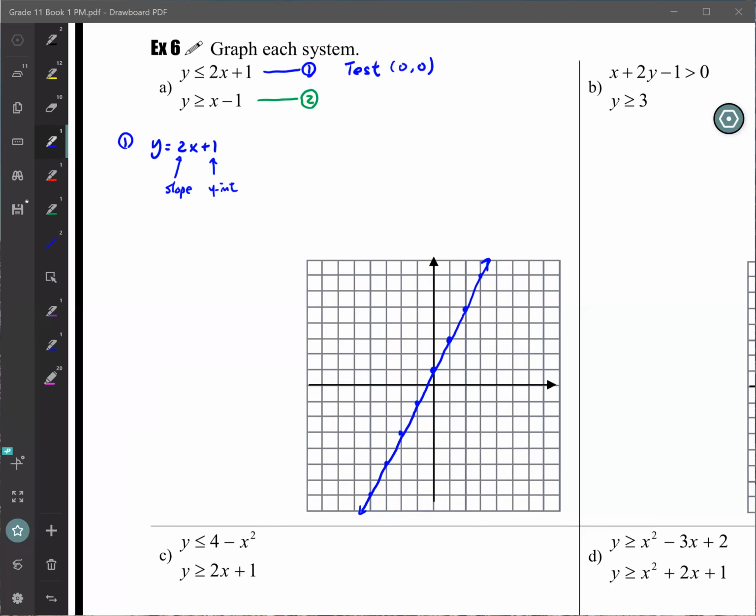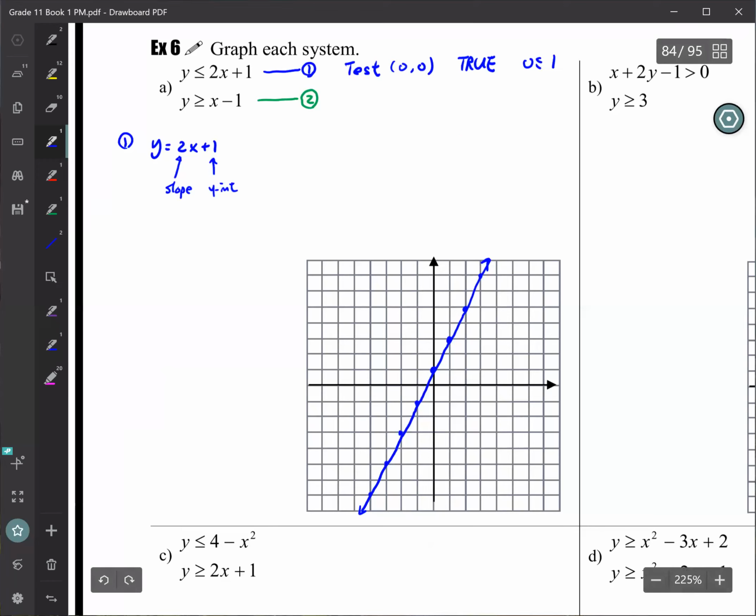Okay, Elaine, true or false? True. True, okay, because? How do you know it's true? Elaine? Sorry, true, because 0 is less than or equal to 1. Yeah, okay. 0 is less than or equal to 1.